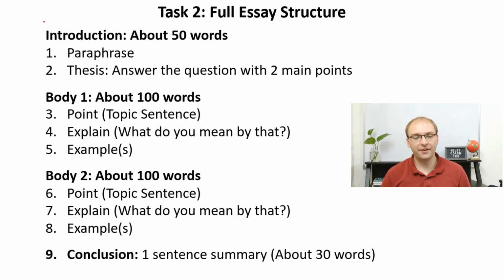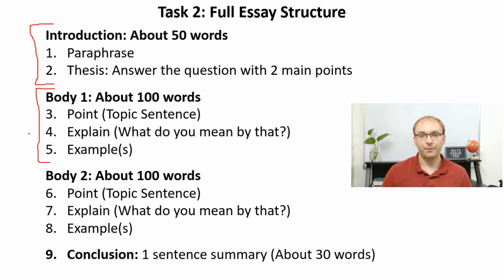Generally, this is what your Task 2 essay structure and outline will look like for all question types. You'll have an introduction, about 50 words, where you have a paraphrase and a thesis. You'll have 1 body paragraph where you give one point, you explain that point, and you give one or more examples to illustrate it.